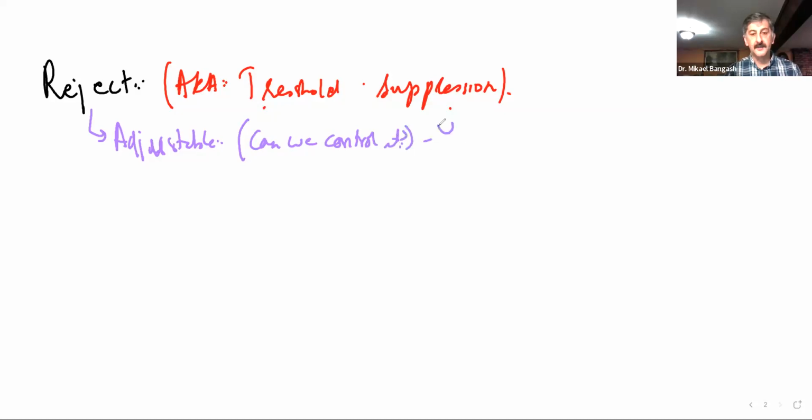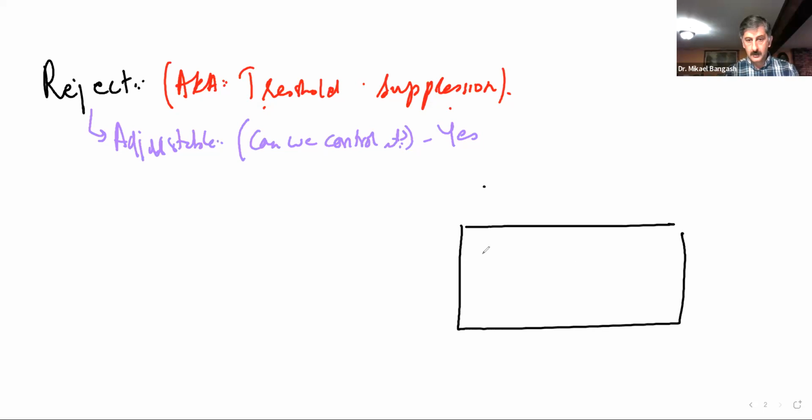And the answer for that is yes. Now, some of you will say, well, how do we adjust or set the reject threshold or suppression? Again, we can say we have our keyboard with the different knobs.